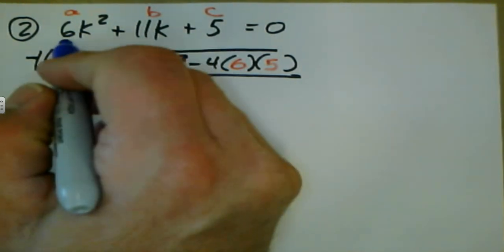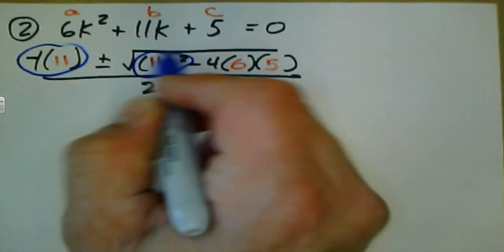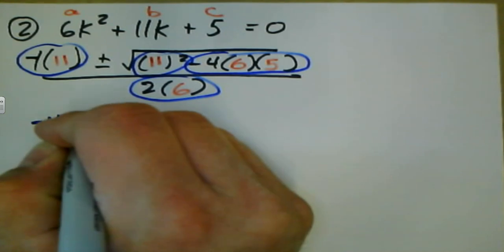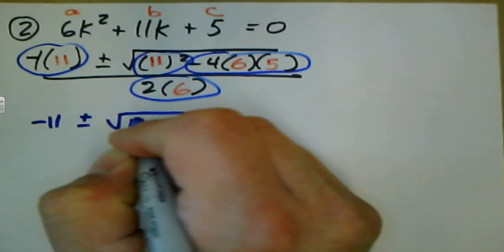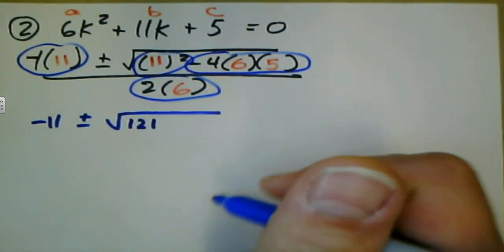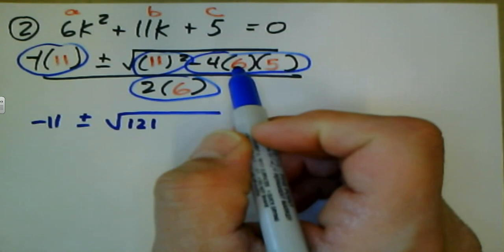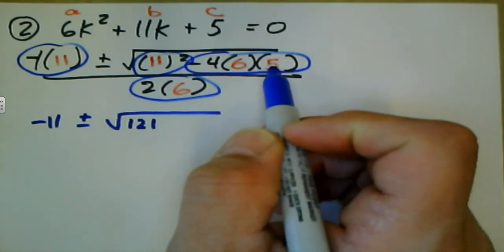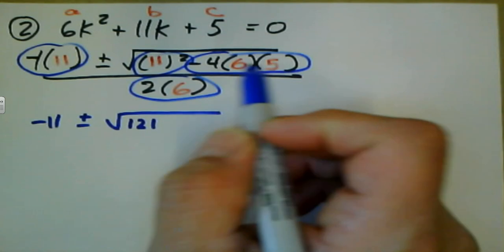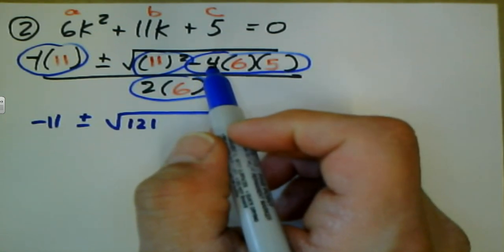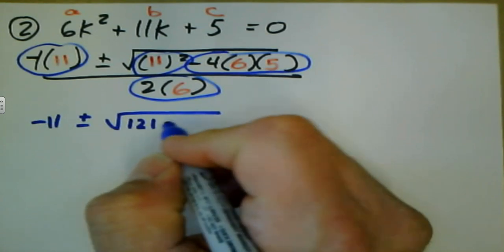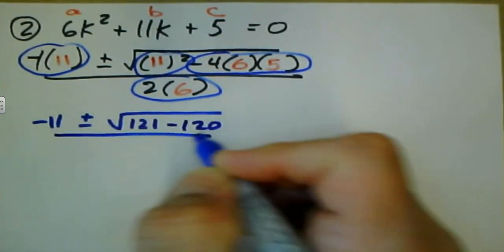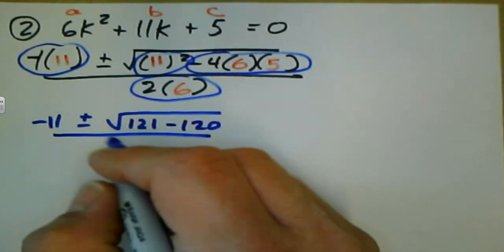-1 times 11. This is the most, guys, that's the most missed one. -1 times 11 is -11. It changes its sign. What's 11 squared? 121. -4 times 6 times 5. So that's the easiest way: 6 times 5 is 30 times 4. 120, -120. Yes. And 2 times 6 on the bottom, which is 12.